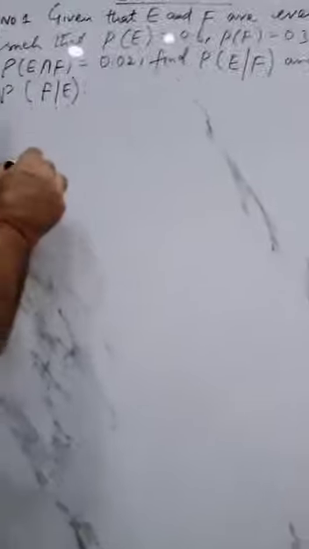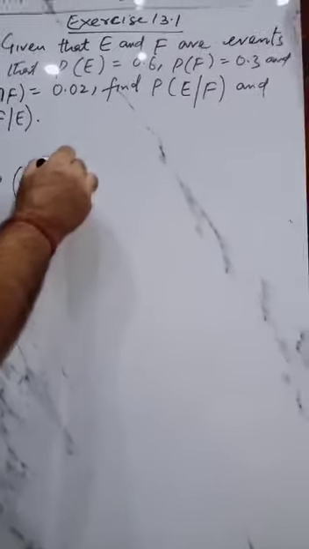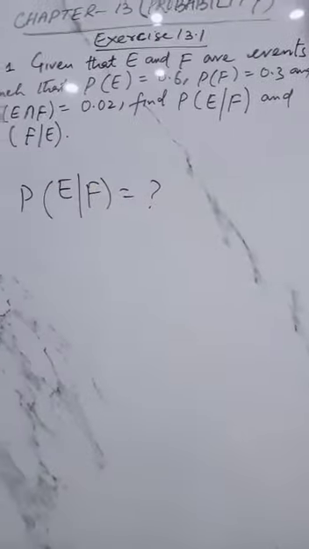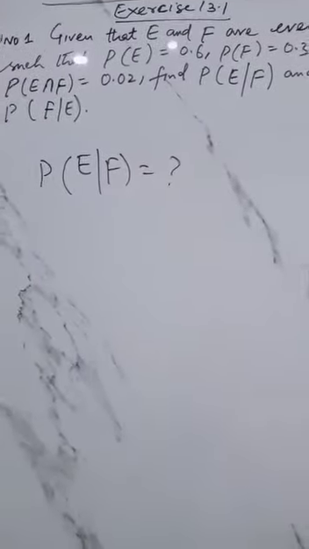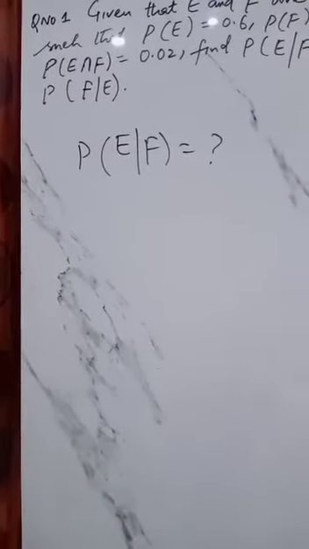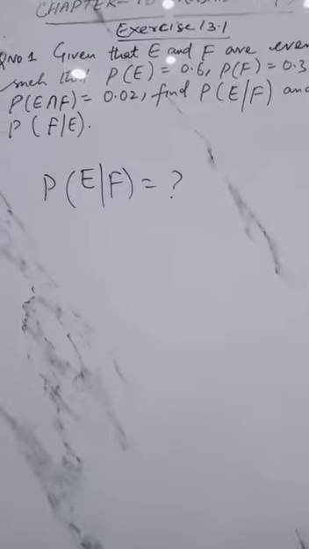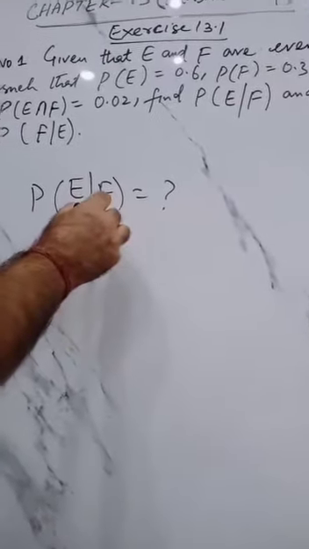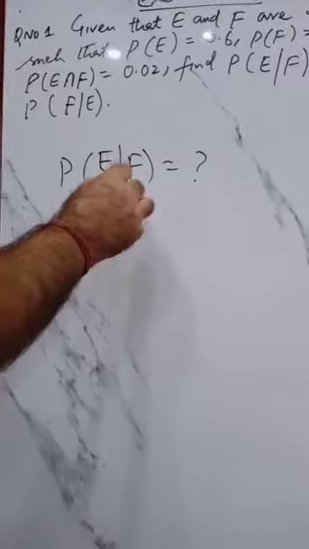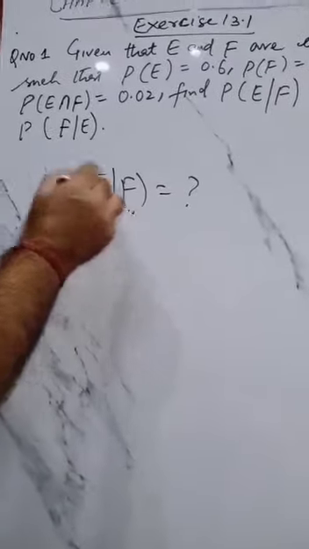Now we have some points here. What is probability of E given F? This means the probability of event E, given that F has occurred. Probability of event E given that F has occurred.